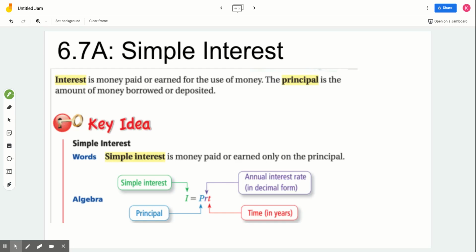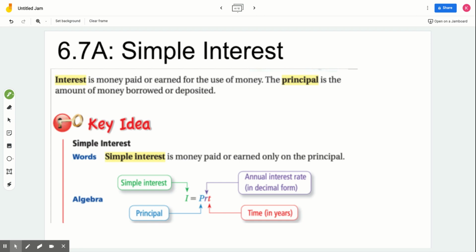Today's lesson is over 6.7, Part A, Simple Interest. Interest is money paid or earned for the use of money. The principal is the amount of money borrowed or deposited. So simple interest is money paid or earned only on the principal amount.